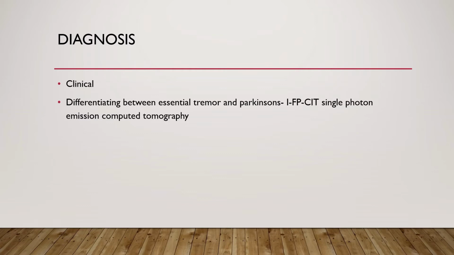But if they still struggle to differentiate the two, you can use single photon emission computed tomography, also known as a DAT scan, which looks in more detail at their substantia nigra for the loss of these dopaminergic neurons.